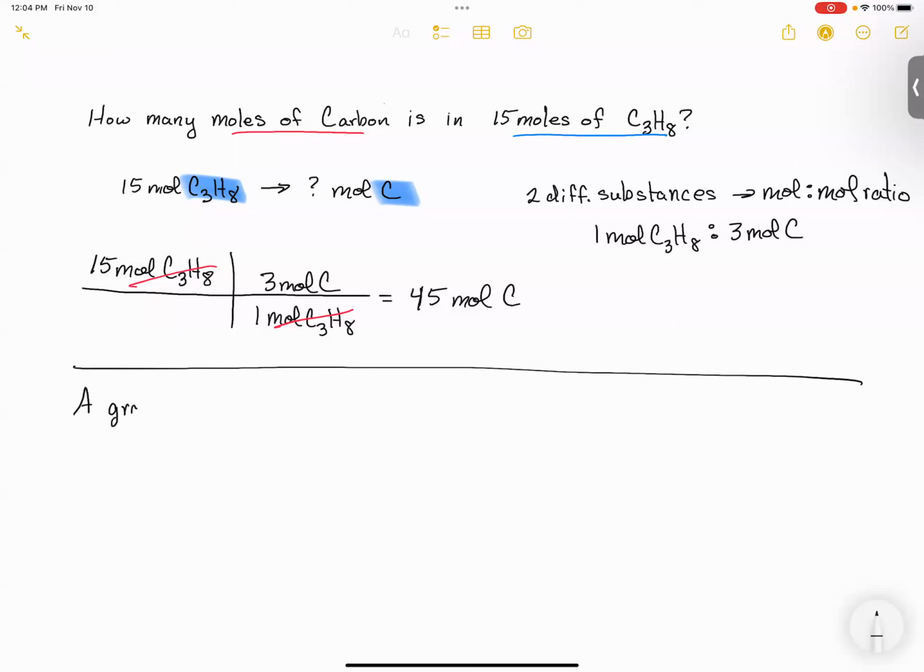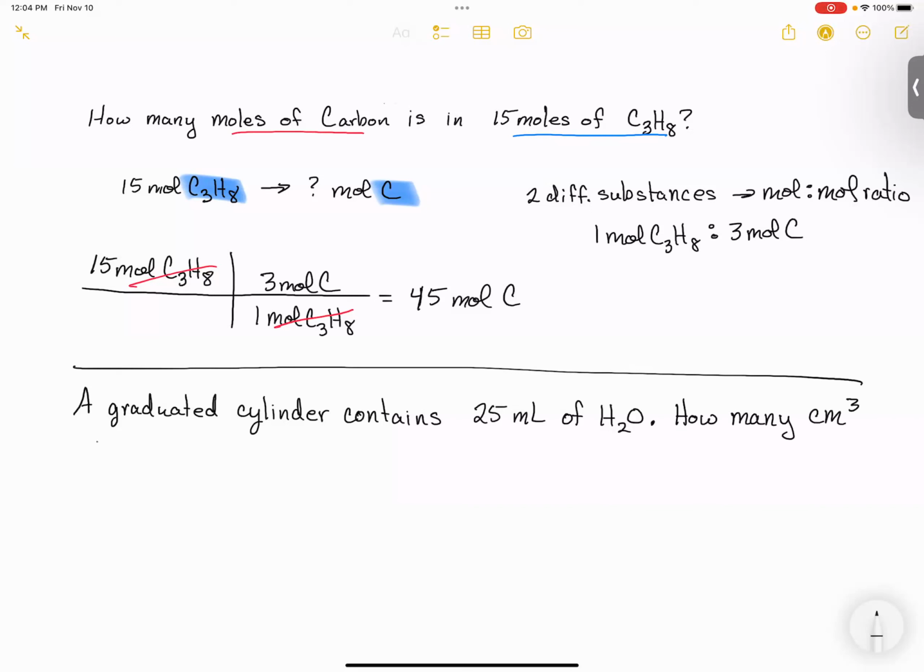A graduated cylinder contains 25 milliliters of water. How many centimeters cubed of water is present?